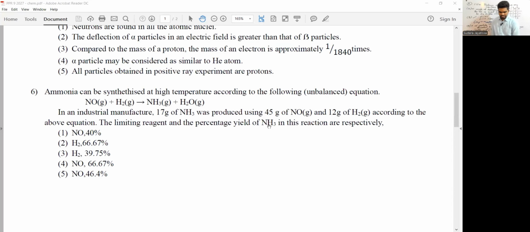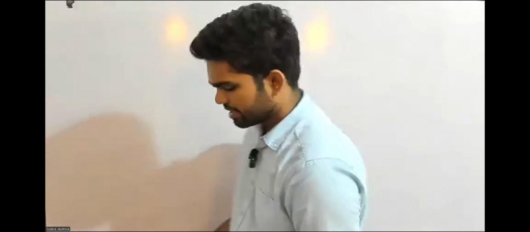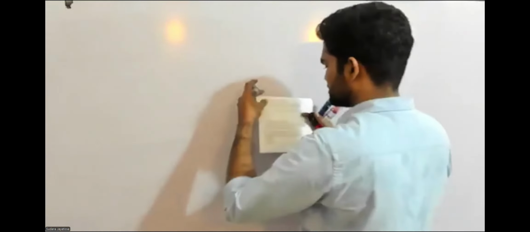Ammonia can be synthesized at high temperature according to the following unbalanced equation. So they have given us an equation, and it is telling that in an industrial manufacture 17 grams of ammonia was produced using 45 grams of NO and 12 grams of H2. So it's asking the limiting reagent and the percentage yield. Okay, so first of all, let's balance this one.